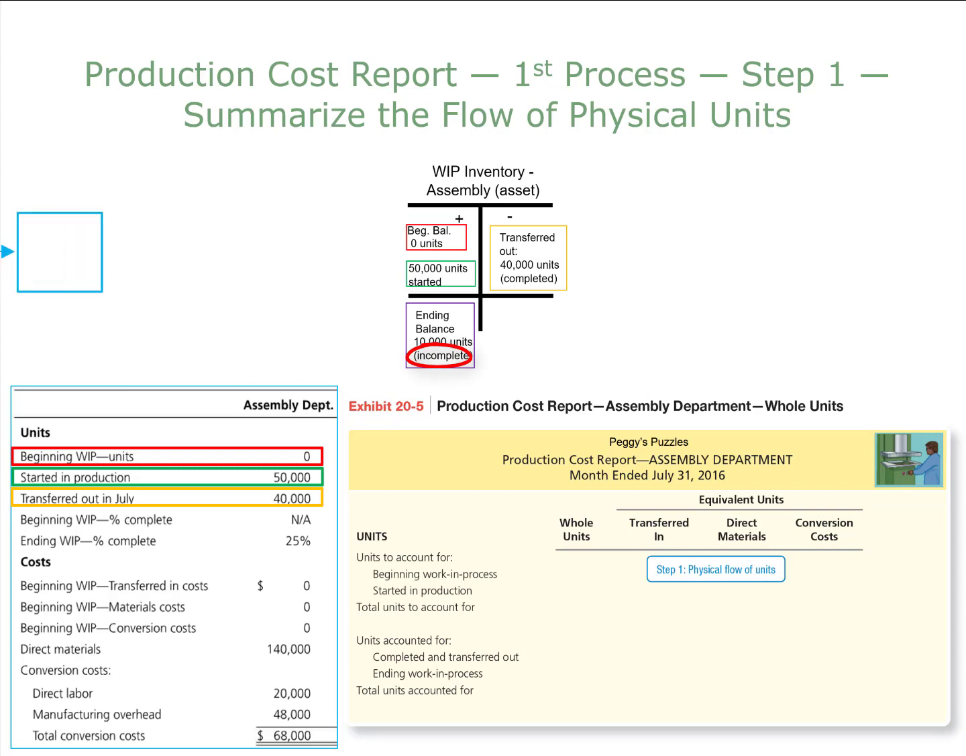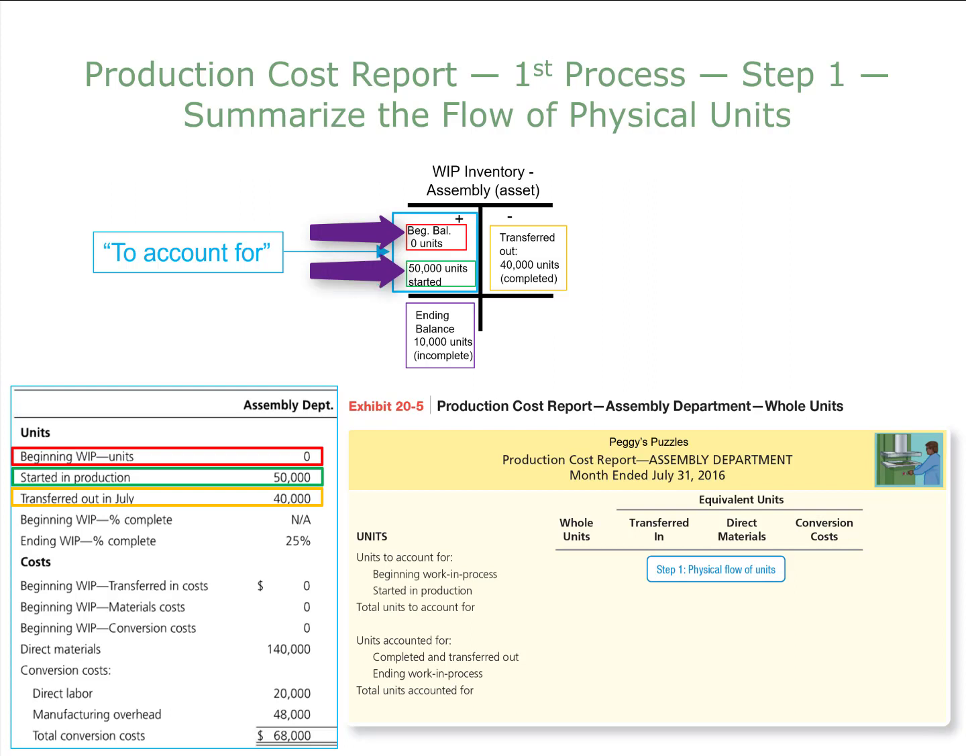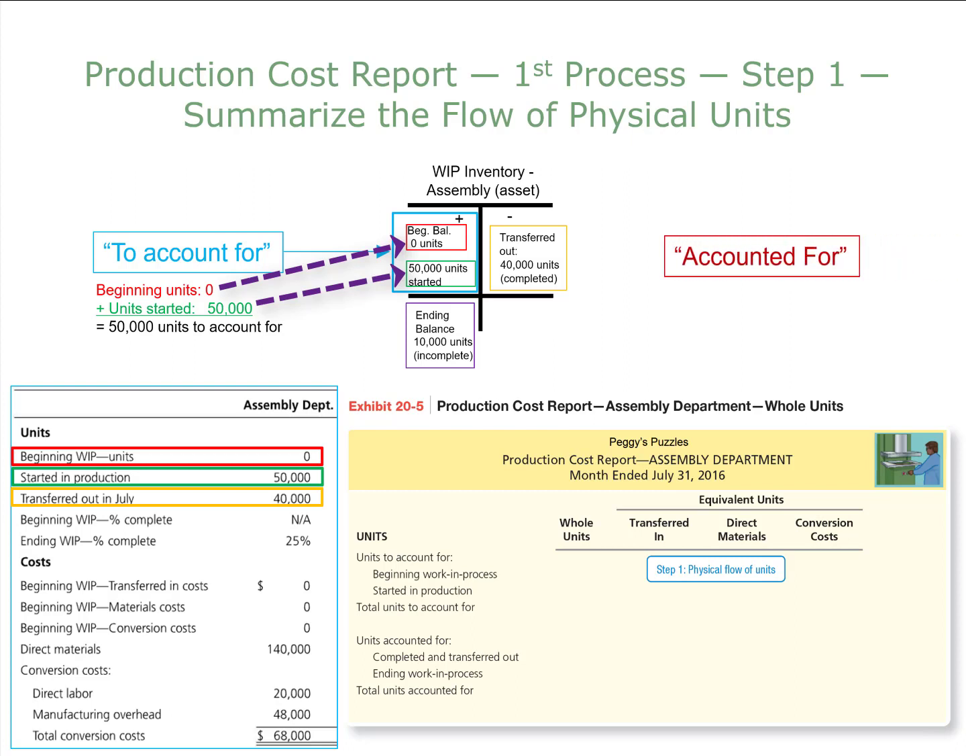So the units to account for are the units in the beginning work in process, which was 0, plus the units that we started throughout July, which was 50,000 units. So we have to account for a total of 50,000 puzzles or units. And next we have to show where those puzzles went. This is the accounted for amount.